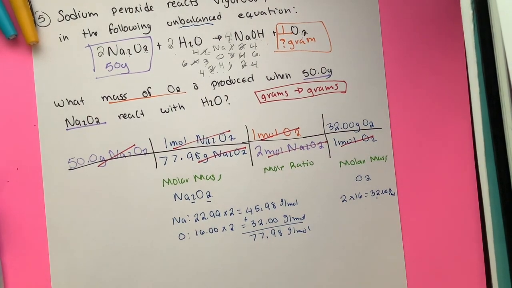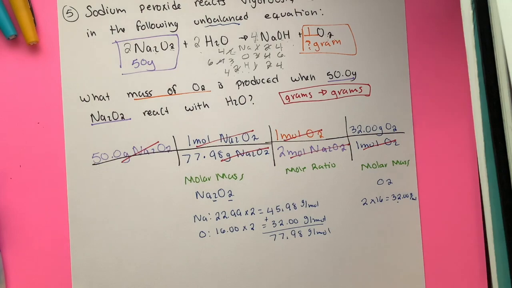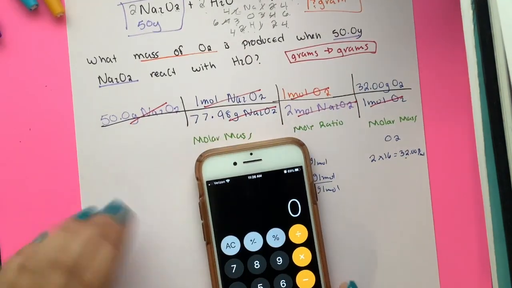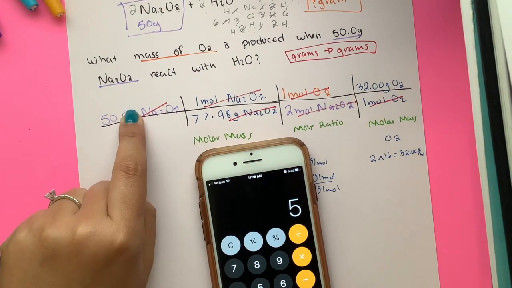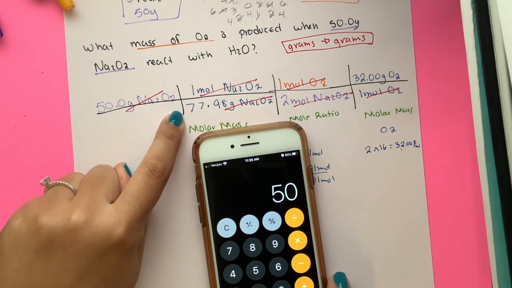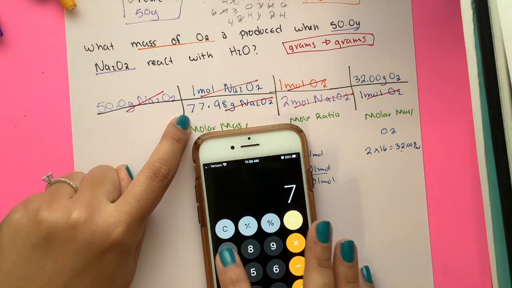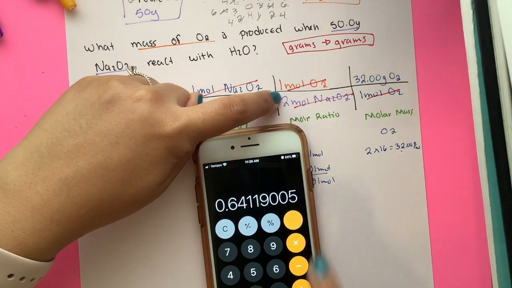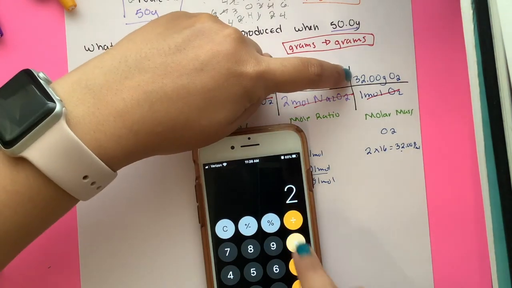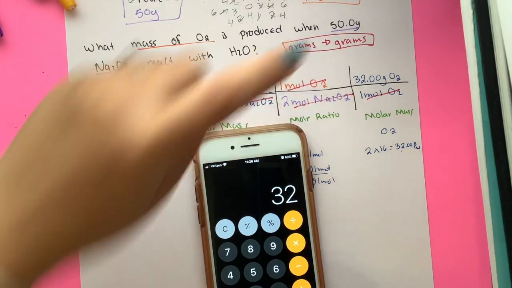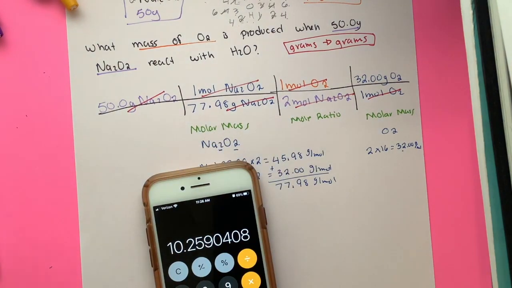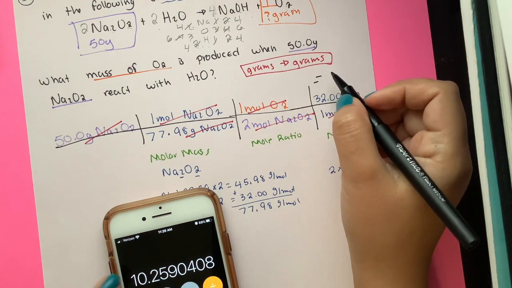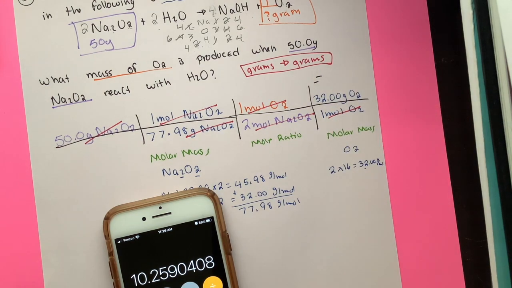So now I'm going to get my calculator. Okay, I left my calculator in the class, so I'm going to use my phone. And I'm going to do 50. If the number's on top, you multiply. If the number's in the bottom, you divide. So 50 divided by 77.98 divided by 2 times 32. And the answer, I don't have space, I'm going to write it here. The answer is 10.25.